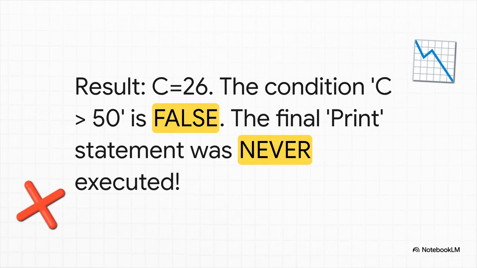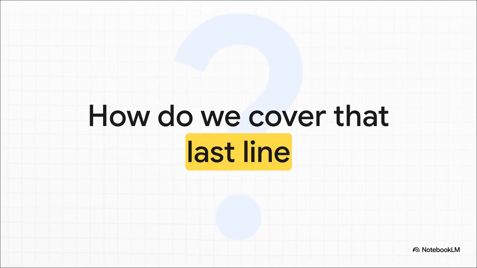But hang on. Did you catch that? That final line of code, the one that prints large C, it was never even touched. We completely missed it. Our test has failed to get 100% statement coverage. So, how do we actually hit that last line of code?